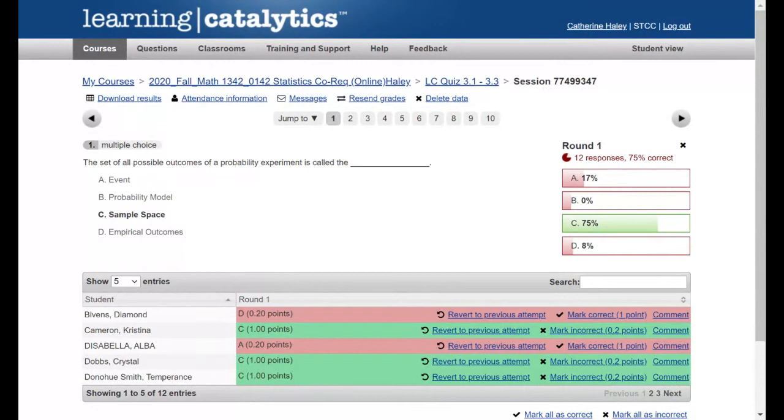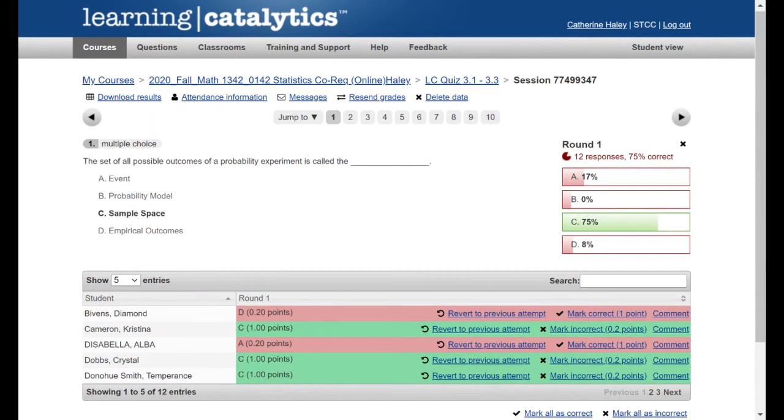Okay, so this first question, you can see what the responses were. 75% correct. Let me see if I can change that. I don't want it to show everybody's answers. I may have to just go over the questions and not share it with you. But let's look at this first one. It says, the set of all possible outcomes of a probability experiment is called the sample space. So that was the correct answer.